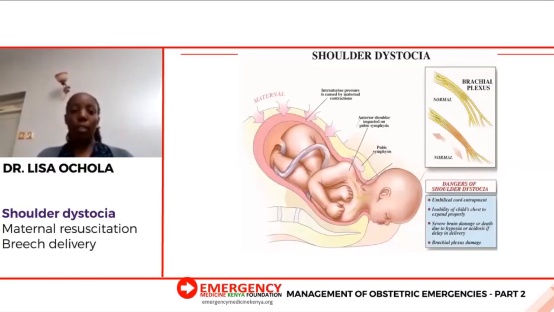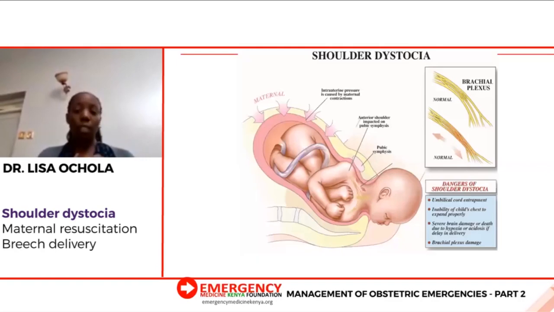Shoulder dystocia is when the mother has delivered the fetus's head, but the shoulders are impacted or stuck behind. In such cases, the risk factors include a big baby in a setting of a mother who maybe has gestational diabetes and so on. The danger of this shoulder dystocia is that the umbilical cord can be entrapped.